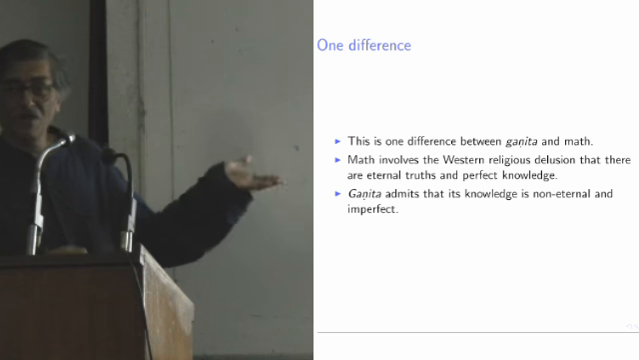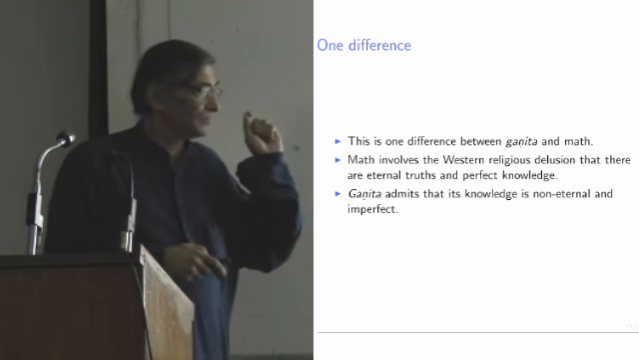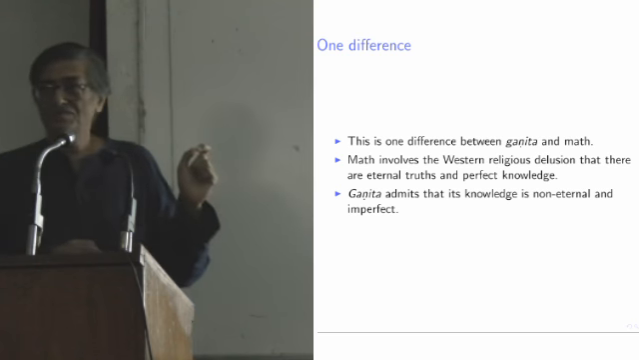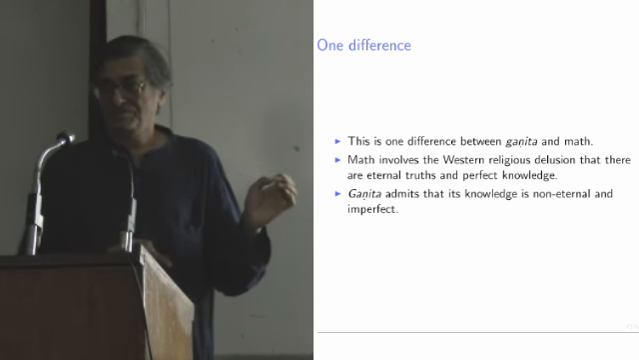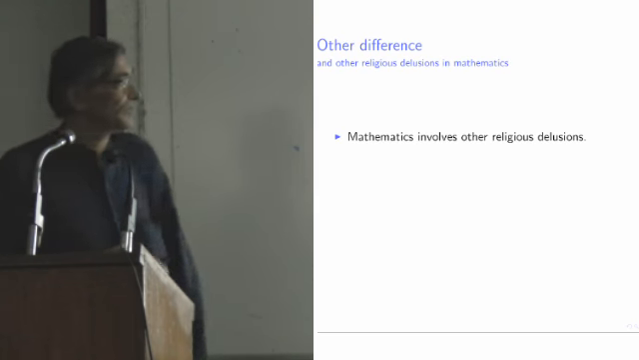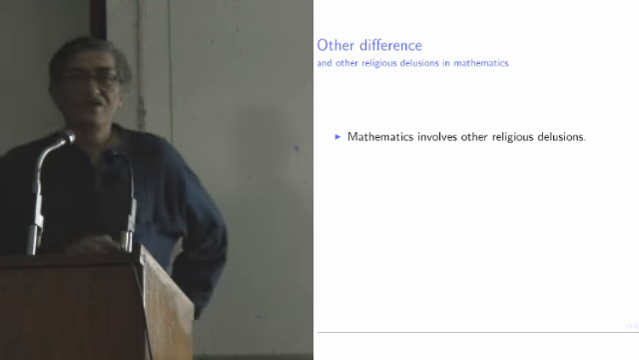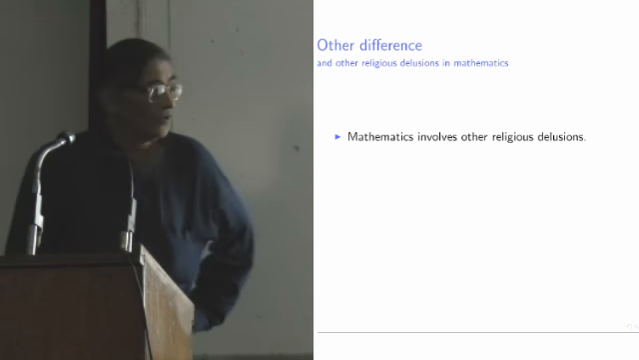So Ganita, we saw in the Shulba Sutra, admits that its knowledge is non-eternal and imperfect. So practical value, not eternal value. So mathematics involves other religious delusions. These are not the only two religious delusions. That is why I told you my book.